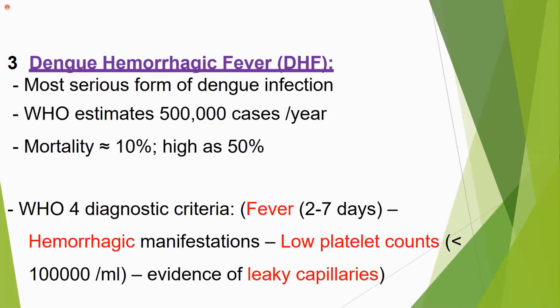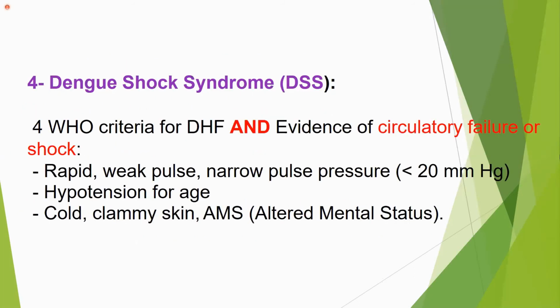pleural effusion and ascites, severe abdominal pain, and persistent vomiting. Then there is dengue shock syndrome, which is dengue hemorrhagic fever plus evidence of circulatory failure or shock, in which we find in patients a rapid, weak pulse, narrow pulse pressure, hypotension, cold, clammy skin, and sometimes altered mental status.